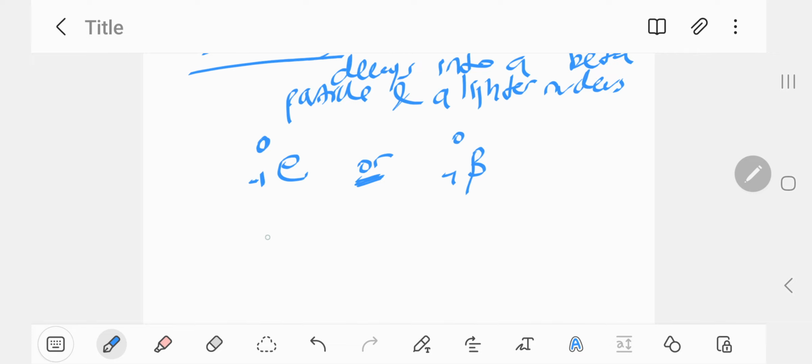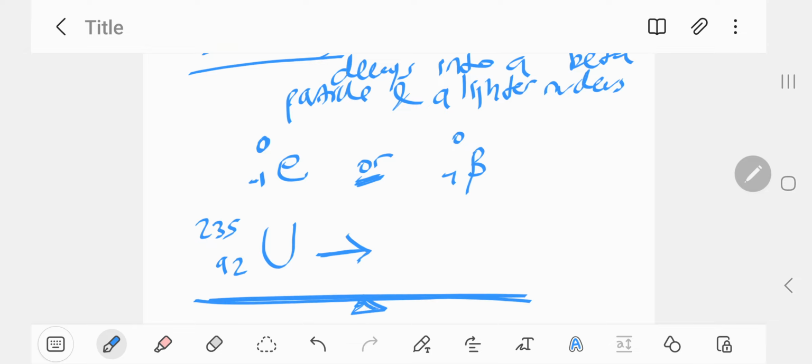Let's do the case of uranium, this time with atomic mass 235, atomic number 92. What does it decay into? Let's suppose you're given a question on the beta decay of uranium-235. What does it decay into? Well, let's write down the beta particle. Now, here's what I would do just to make it a bit easier. Put the beta particle here, the electron.